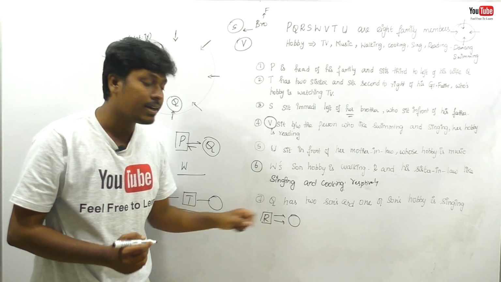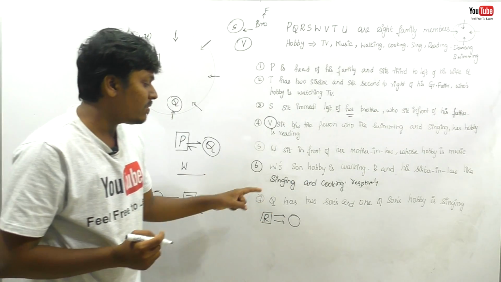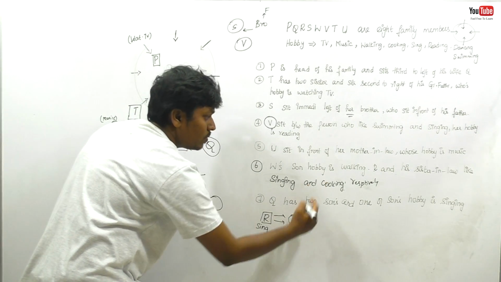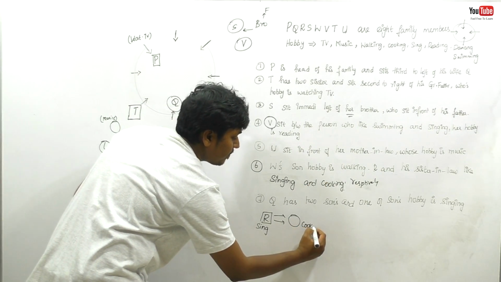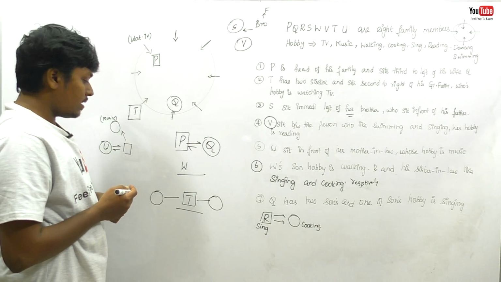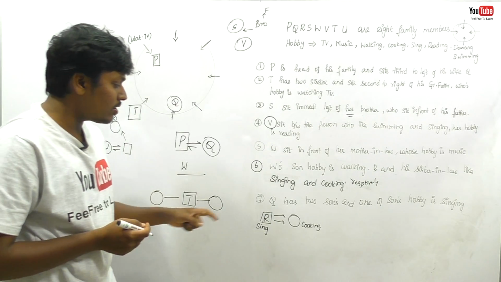So only R can call her sister-in-law, right? They like singing and cooking respectively. So we can say that R likes singing and the person who is the sister-in-law likes cooking. Okay, let me move on to the next point. Can I fix anything here? No way, right? So let me move on to the 7th point.